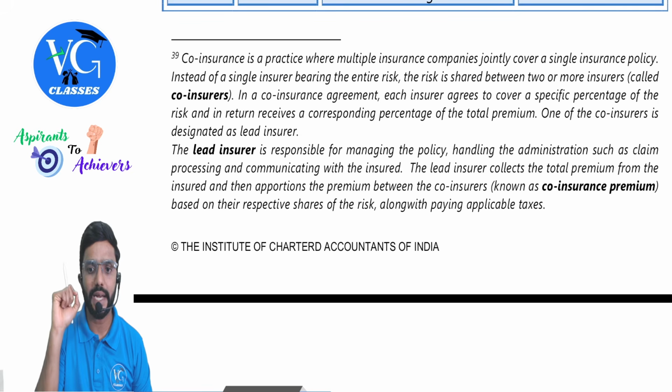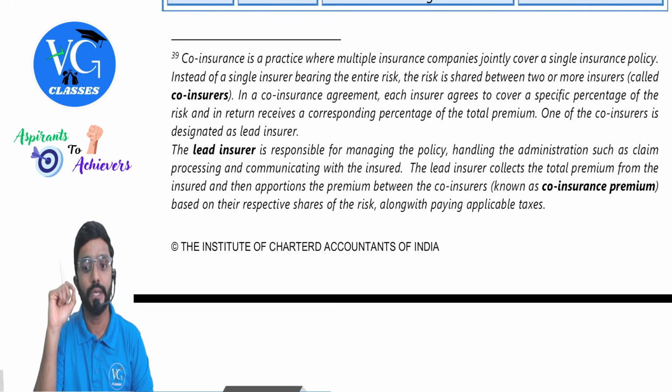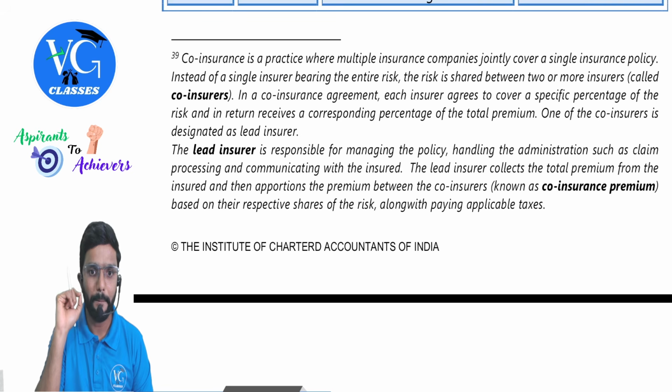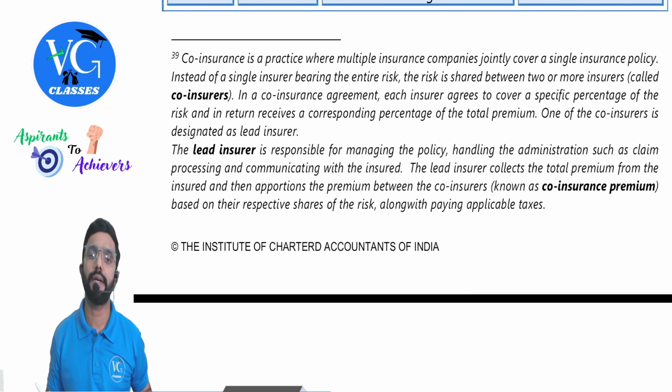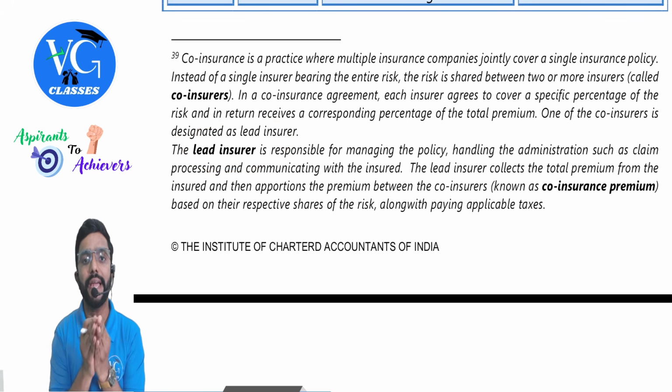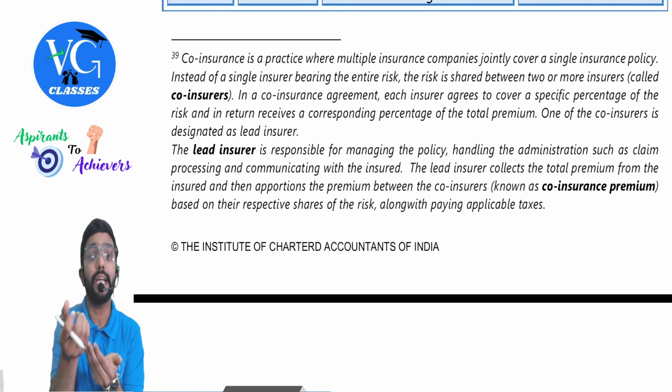The lead insurer collects the total premium from the insured and then apportions the premium between the co-insurers, known as co-insurance premium, based on the respective shares of risk, along with paying applicable taxes. So who has the responsibility to pay GST? The lead insurer. On what amount, sir? On the entire amount of premium he collects from the insured.